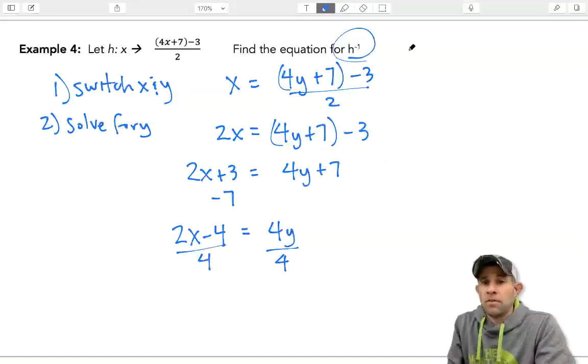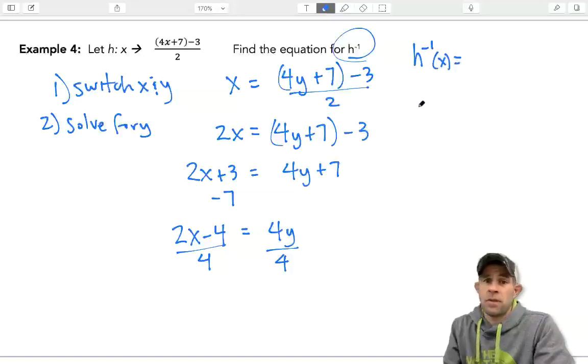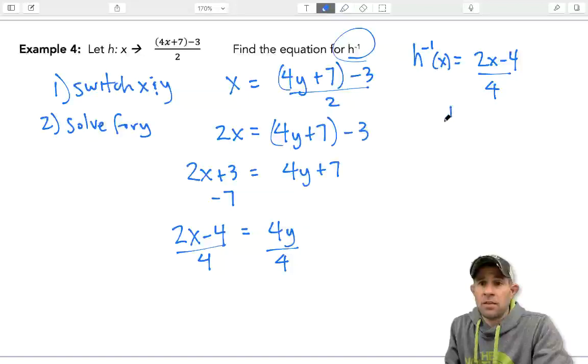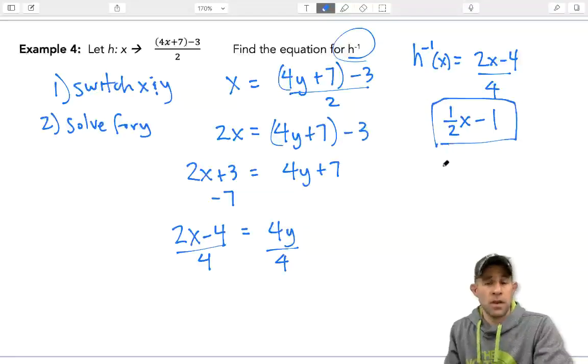So our inverse function, h to the negative 1 of x, is given by the equation 2x minus 4, all divided by 4. Now if you want, you can go ahead and simplify that. That can be simplified to 1/2 x minus 1. So there is our inverse function for h of x.